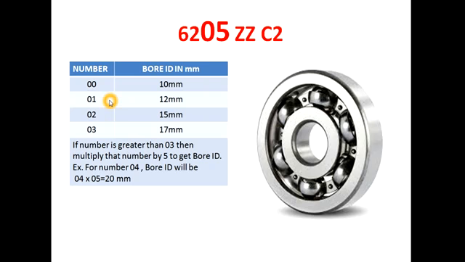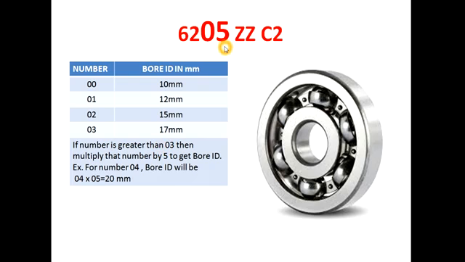If 01 is mentioned, then it describes 12 mm. If 02 is mentioned, then it describes bore ID as 15 mm. If 03 is mentioned, then it describes the bore ID as 17 mm. If the number is greater than 3, that is 04, 05, 06, 07, 08, 09 and so on, then we have to calculate the bore ID by just multiplying that number by 5.